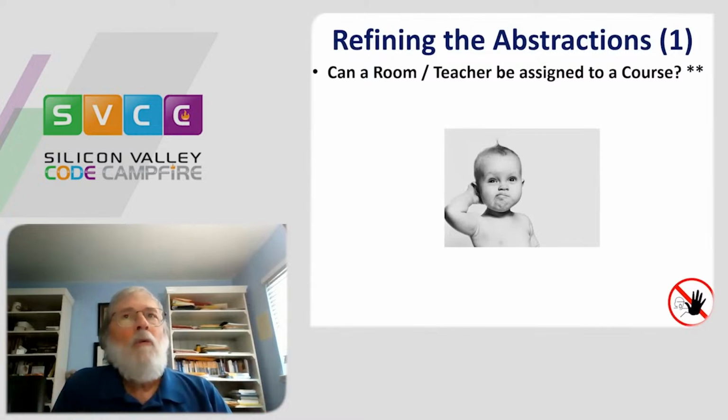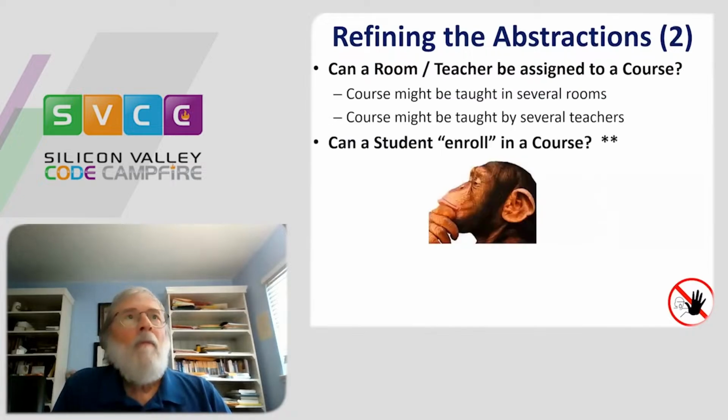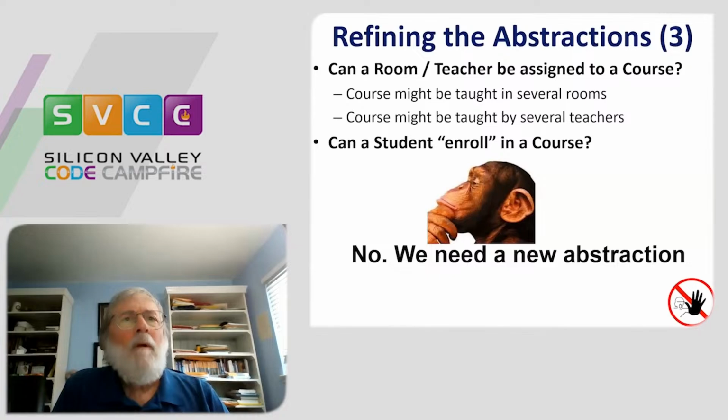Can you assign a room and a teacher to a course? Well, the thing is, a course might be taught in several rooms. It might be taught by several teachers. So which teacher or room is assigned to teaching that course? Can a student enroll in a course? Well, sure, but it's being taught in several rooms with several teachers. So what is a student actually enrolling in?